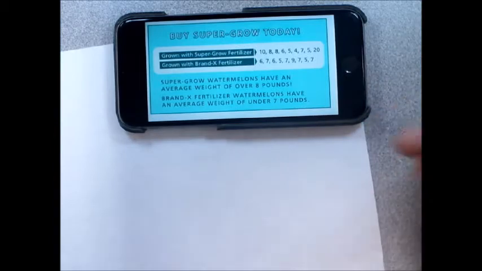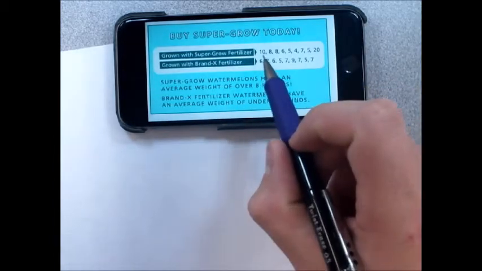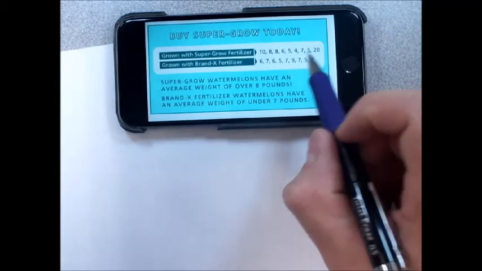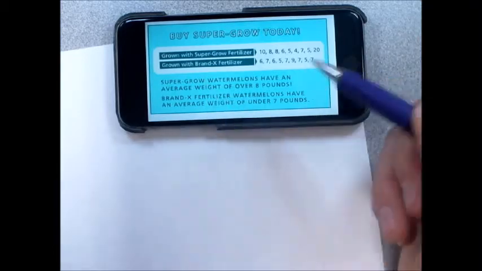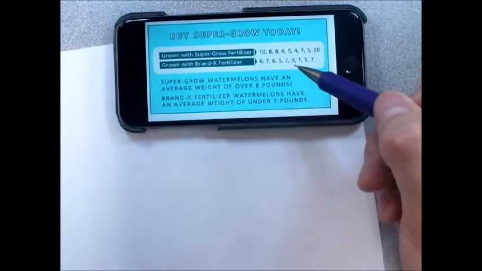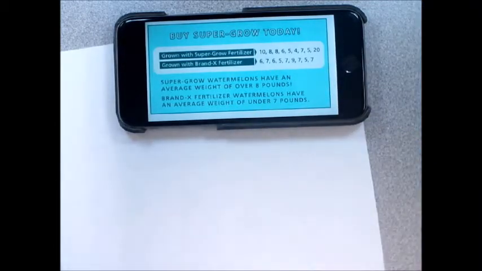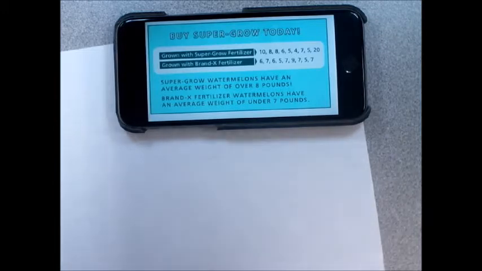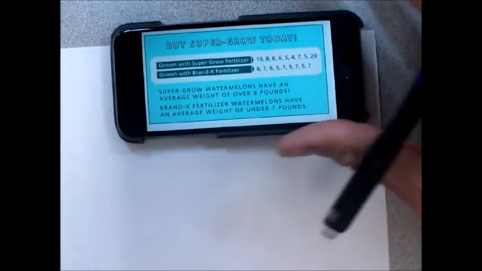It says, buy Supergrow today. Grow with Supergrow fertilizer, and it gives you these numbers. 10, 8, 8, 6, 5, 4, 7, 5, and 20. It says, grow with brand X. And then it shows the numbers they have there. 6, 7, 6, 5, 7, 9, 7, 5, 7. Okay? So it says Supergrow watermelons have an average weight of over 8 pounds. Brand X fertilizer watermelons have an average weight of under 7. So is it true, is what it's saying. And if it is not true, why is it not true?